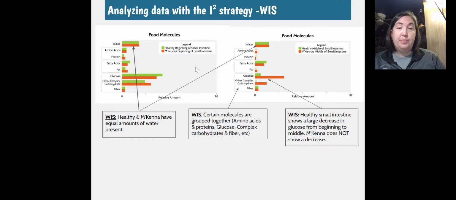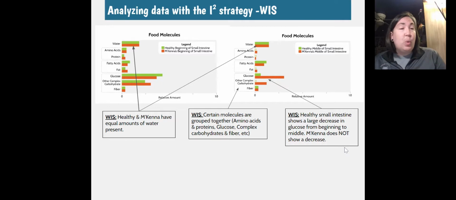That's an observation. Another observation, certain molecules are grouped together. So you can see I have this box around different molecules. So glucose, complex carbohydrates, fiber are boxed together. Fatty acids and fat are boxed together. Amino acids and protein are boxed together. Water is not in a box. That's going to be important.